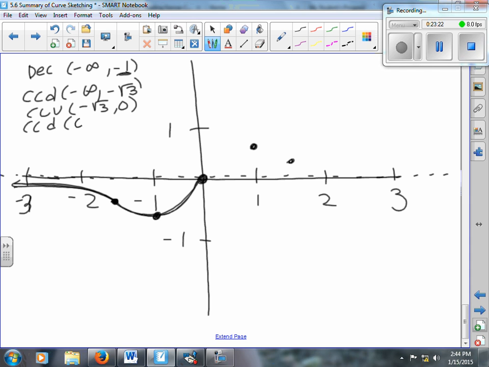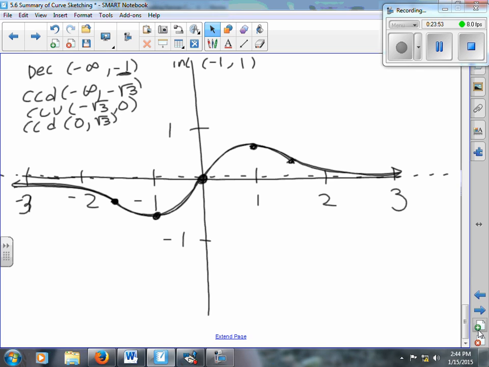I switch concavity at 0 and only until radical 3, right? By the way, I'm increasing there as well because I was increasing from -1 to 1. But at 1, I switched to decreasing, keeping my concave down, and then I'm decreasing and concave up. And that just helps you fit the curviness correctly. And that's our graph. And we are finished with this one example. We'll do many more in class.